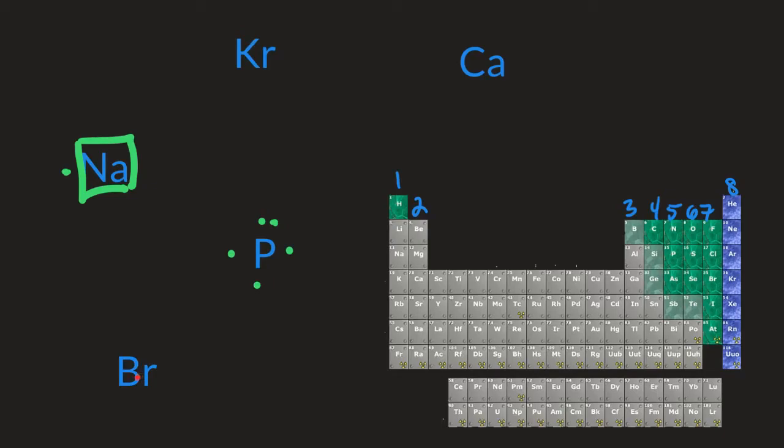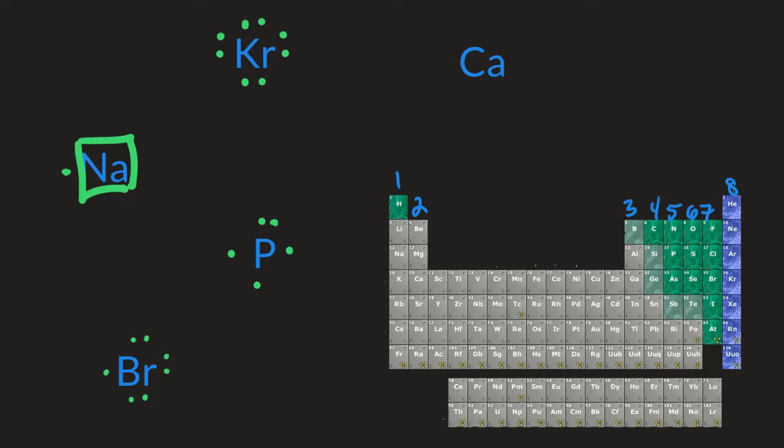Let's look at bromine. Bromine, if we find it on the periodic table, way over here in group 17. So it has 7 valence electrons. So again, we're going to go 1, 2, 3, 4, 5, 6, 7. Let's try another one. Let's go krypton. Kr, way over here in group 18, it has 8 valence electrons. So we're going to go 1, 2, 3, 4, 5, 6, 7, 8.